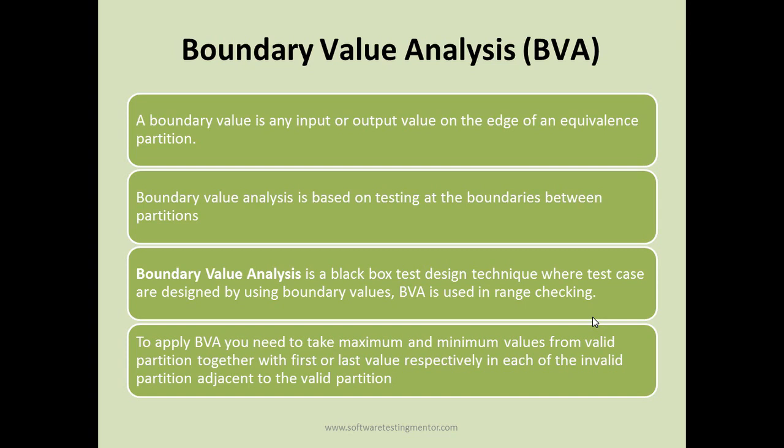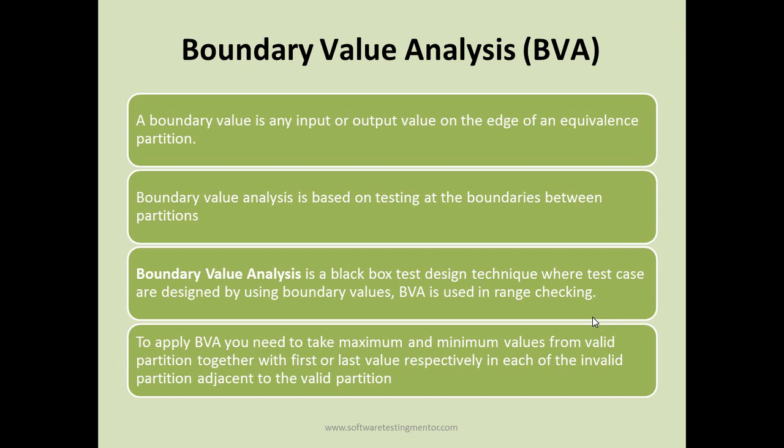To apply boundary value analysis, you need to take maximum and minimum values from valid partitions. As we saw in the previous example, the first valid partition was $0.00 to $50. So you need to take the minimum and maximum values from the valid partition, which were $0.00 and $50.00, together with the first or last value respectively in each of the invalid partitions adjacent to the valid partition.